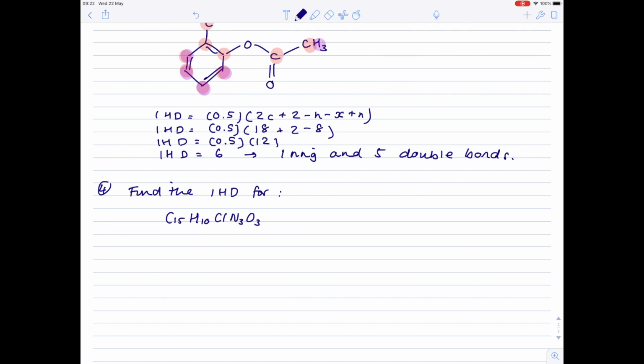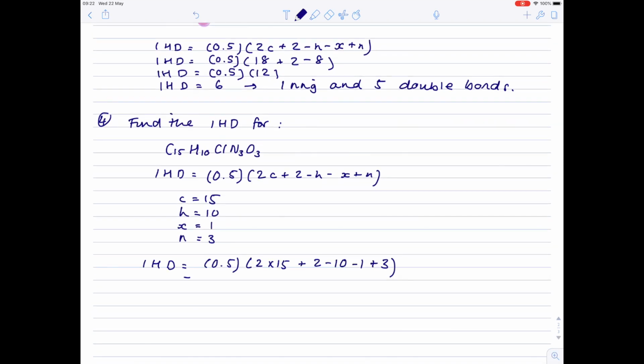So now we're going to find the hydrogen deficiency for this complicated compound. Don't worry though, it's all the same. Here's our formula. Our number of carbons is 15. Number of hydrogens is 10. Our halogen is chlorine here, so that's 1. Nitrogen is 3 and we don't count oxygen. So more to sort out in this bracket. 2 times 15 is 30, plus 2 is 32, minus 10 is 22, minus 1 is 21, plus 3 is 24. So that is a hydrogen deficiency of 12.